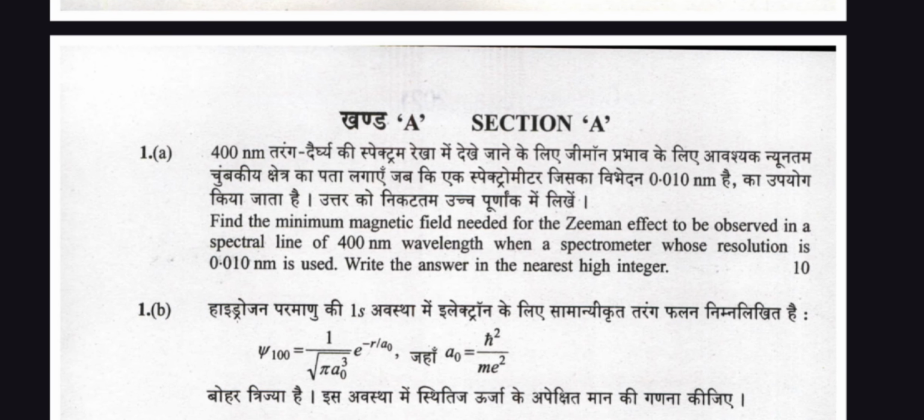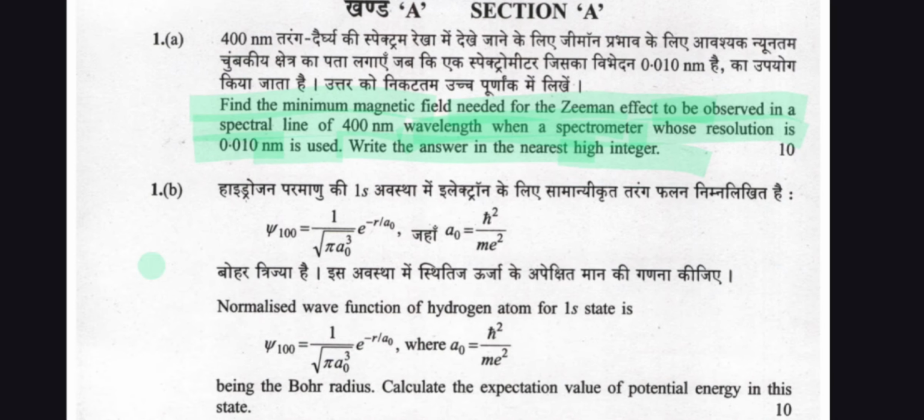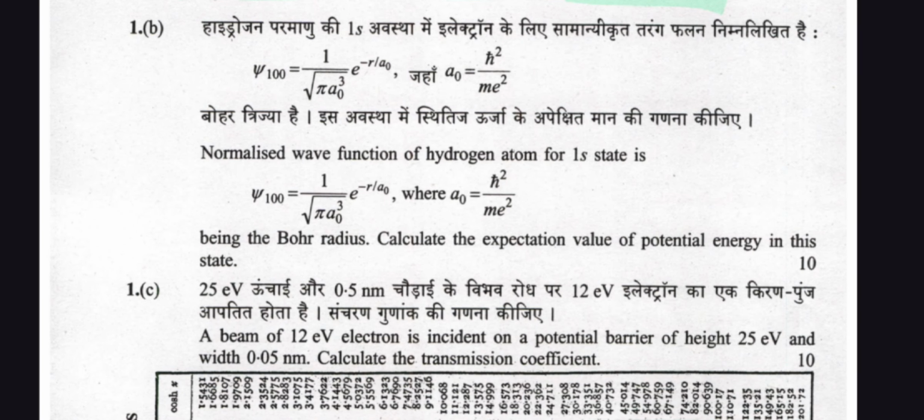Question number 1a. Find the minimum magnetic field needed for the Zeeman effect to be observed in spectral lines of 4 nanometer wavelength when a spectrometer whose resolution is 0.0110 nanometer is used. Write the answer to the nearest integer. And question number 1b.